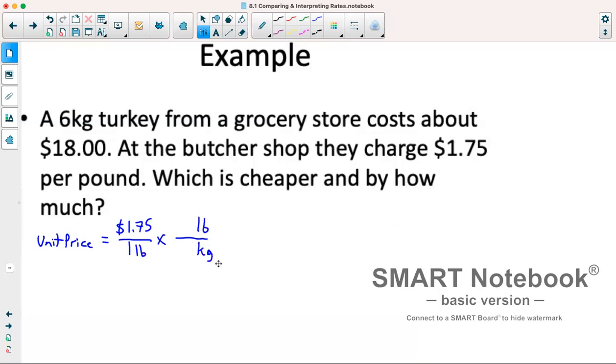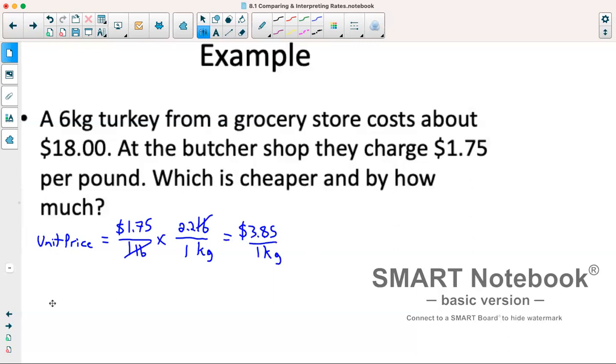Now, key to this is knowing a conversion factor. 1 kilogram is equal to 2.2 pounds. So now these pounds cancel out. So we have our unit price is 1.75 times 2.2. So it works out to $3.85 per kilogram. So that's our unit price in dollars per kilogram.